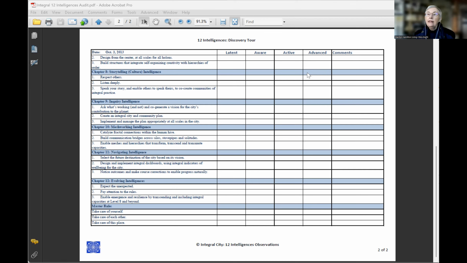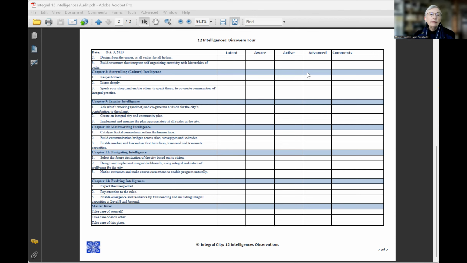So as I said, this intelligence goes together with the next intelligence. Building intelligence now goes with the eighth one, which is storytelling or cultural intelligence. And cultural intelligence, here's the evidence I look for. Do people respect other people? When they're speaking to one another, are they respectful, even if they agree to disagree? Secondly, are people able to listen deeply, or do they have to keep butting in and expressing their opinions? This collective capacity to listen together is very important.